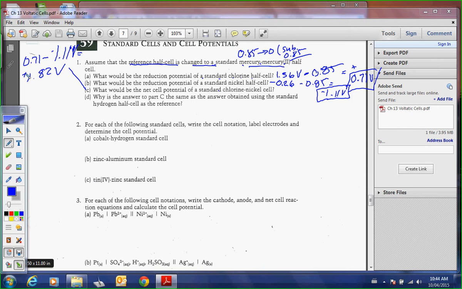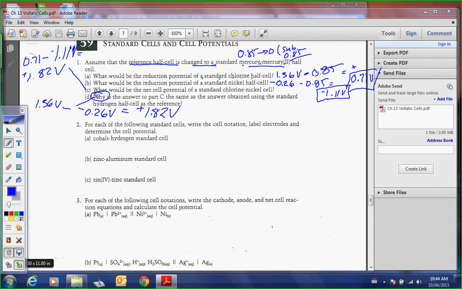Now, hold on a minute. Let's just do it like we would normally have done it. If I said, go to your data booklets and please tell me the voltage of a chlorine nickel cell. Okay, a standard chlorine nickel cell. You would have taken, what would you have taken? You'd have taken the chlorine, which is 1.36 volts, and the nickel, which is negative 0.26 volts, and you'd have subtracted them. Right? And your answer would have been positive 1.82 volts. Oh, it's the same.